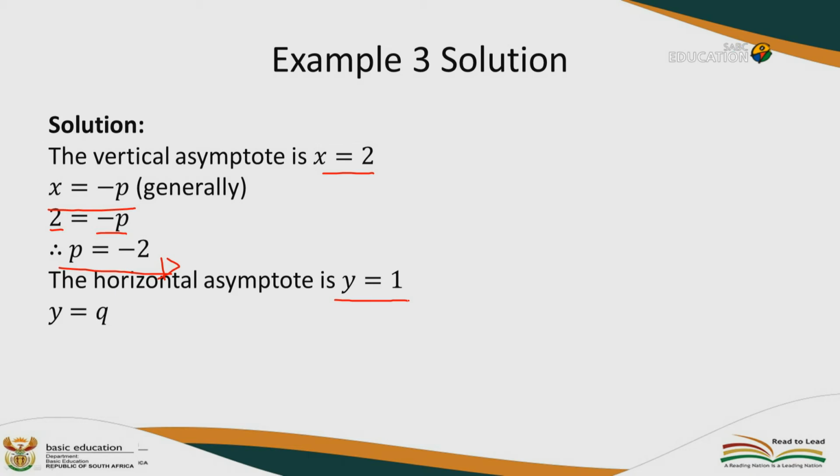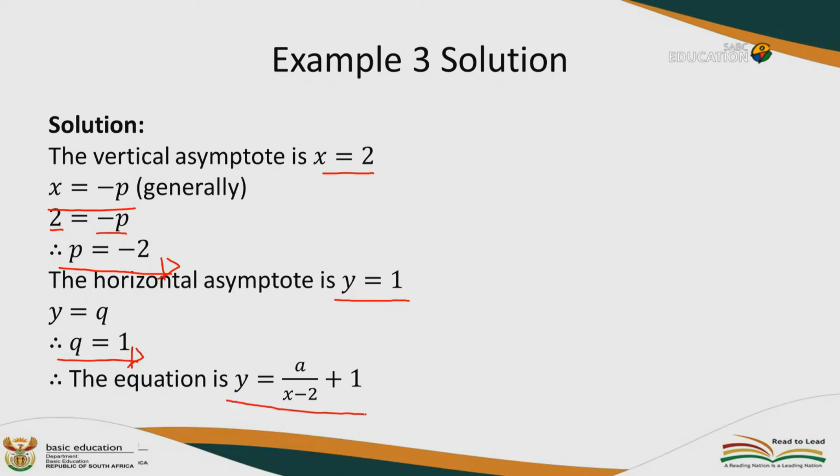We are also given the horizontal asymptote, which is y equal to 1, but generally we know that y is equal to Q. So if our y is equal to 1, therefore our Q will be equal to 1. So we can conclude that for now, the equation can be given as y equal to A over x plus 2, plus 1, because we know the value of P and we know the value of Q. So what remains is for us to find the value of A.